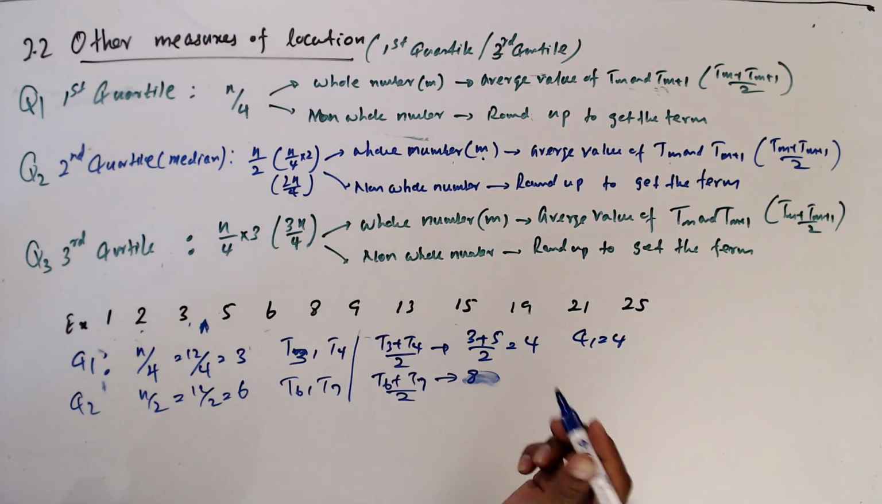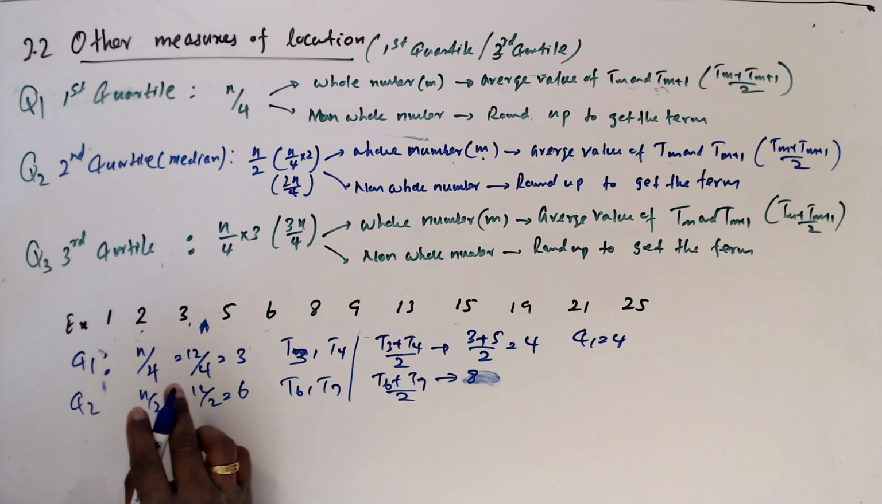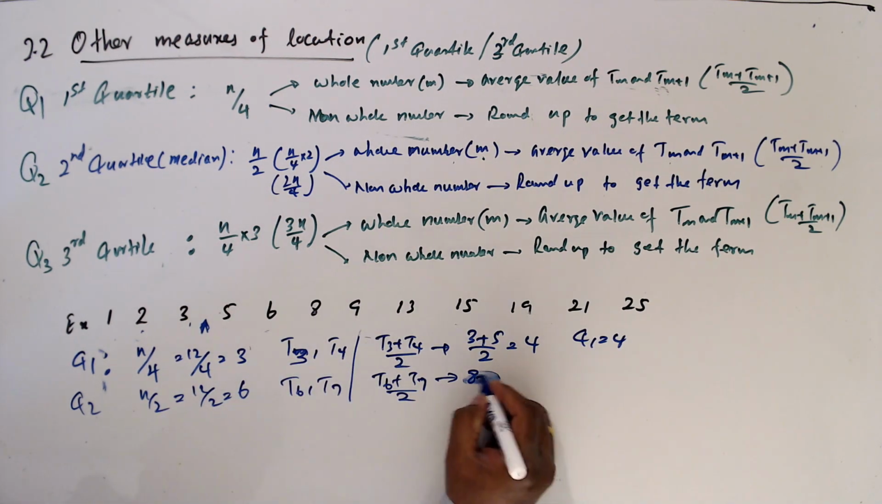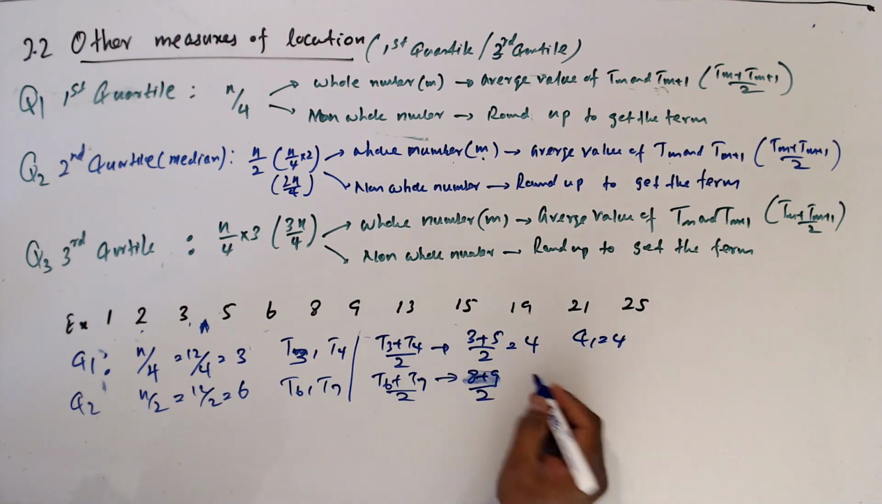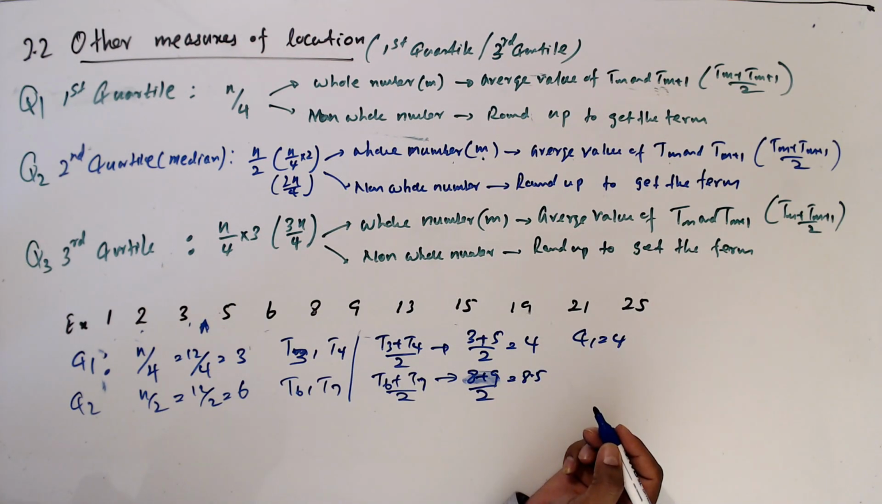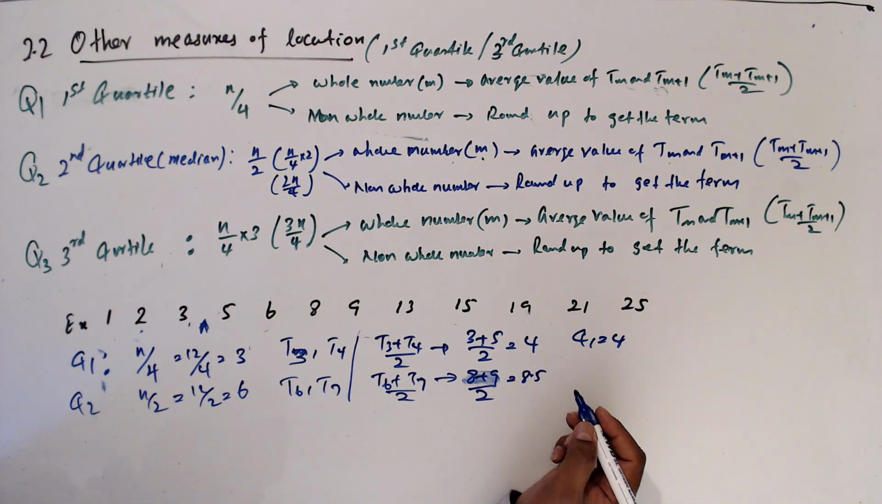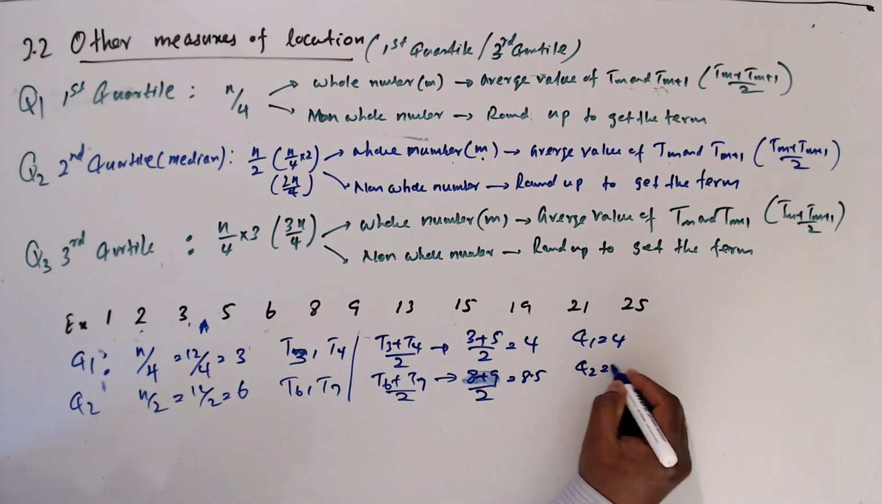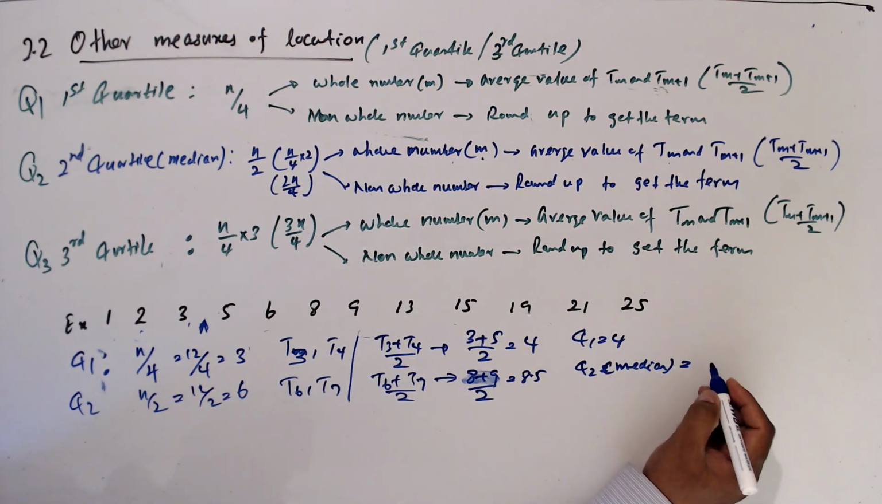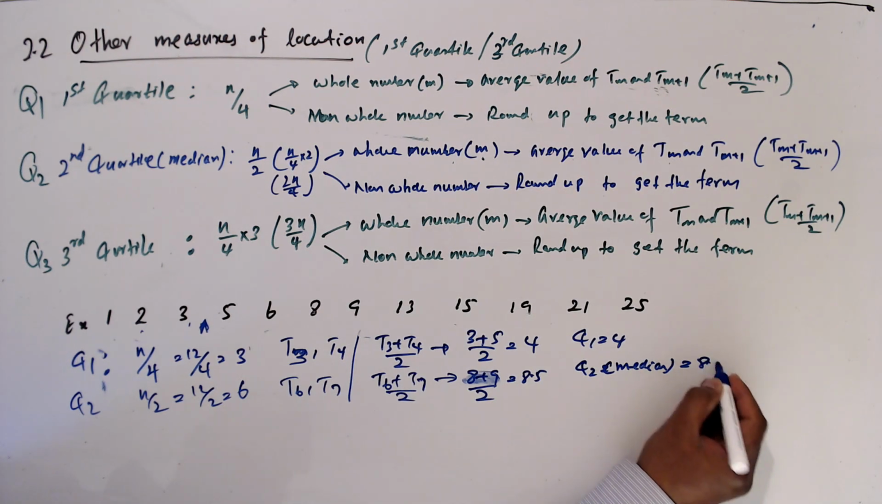T7 is 9. So 8 and 9 divided by 2. It is going to be 16, 17 divided by 2, 8.5. So Q2 or median is going to be 8.5.